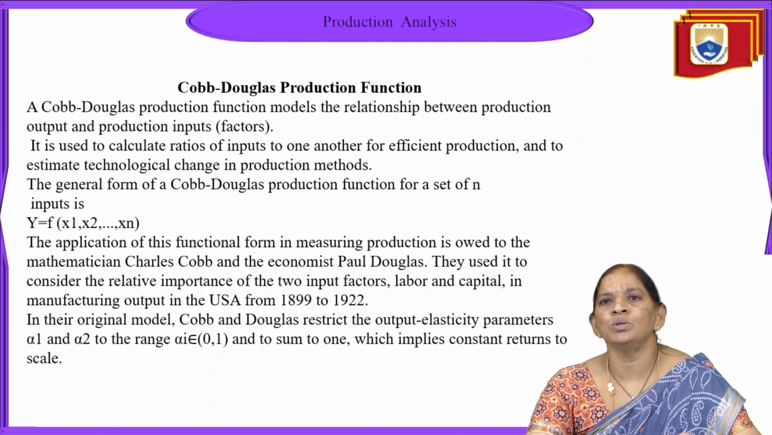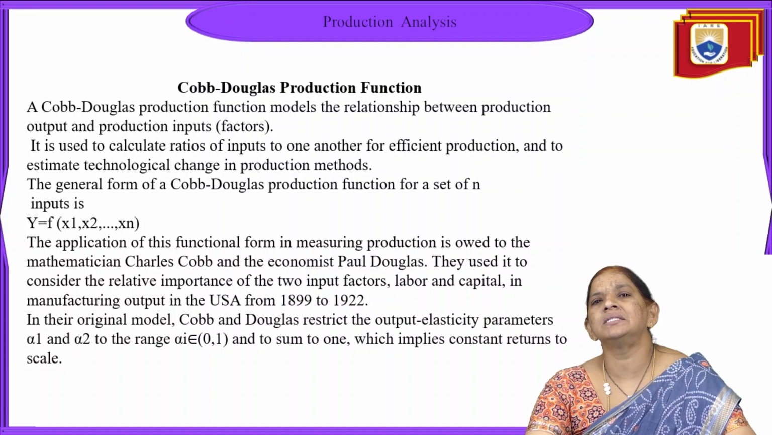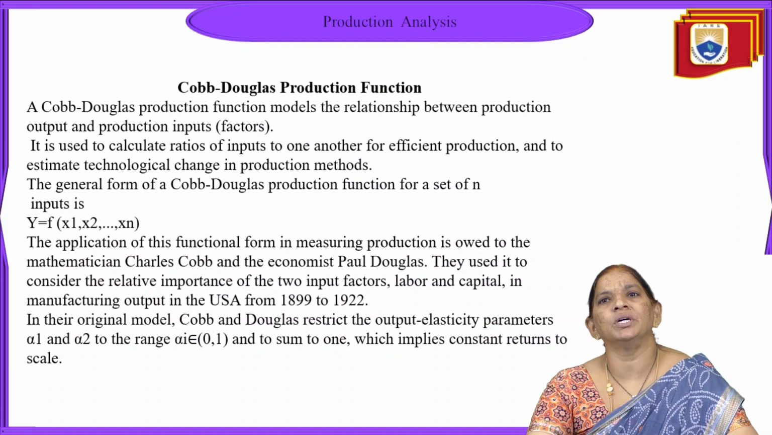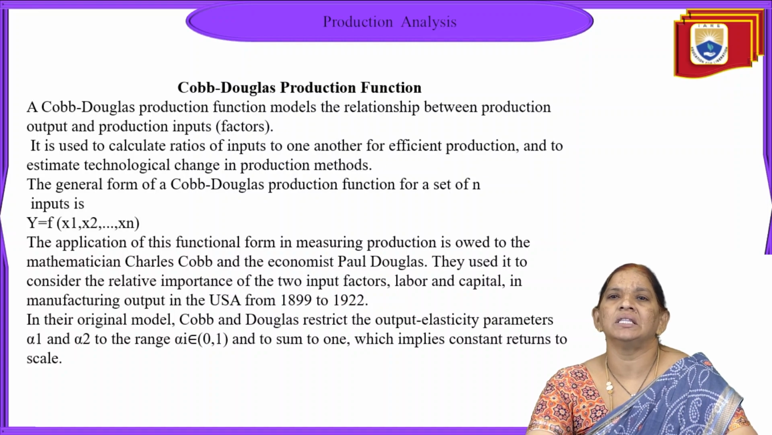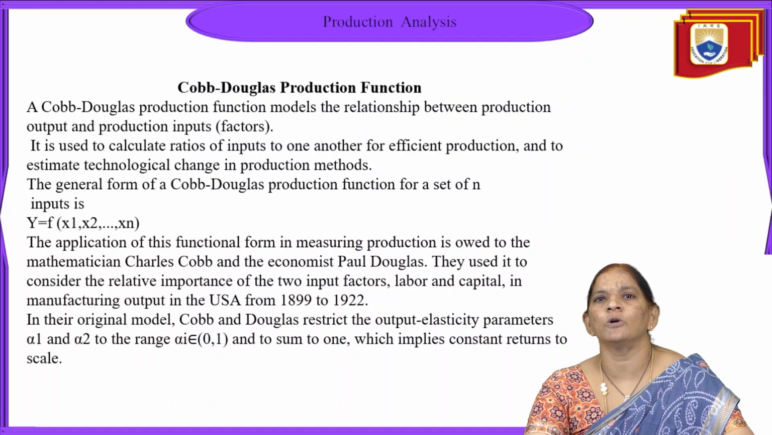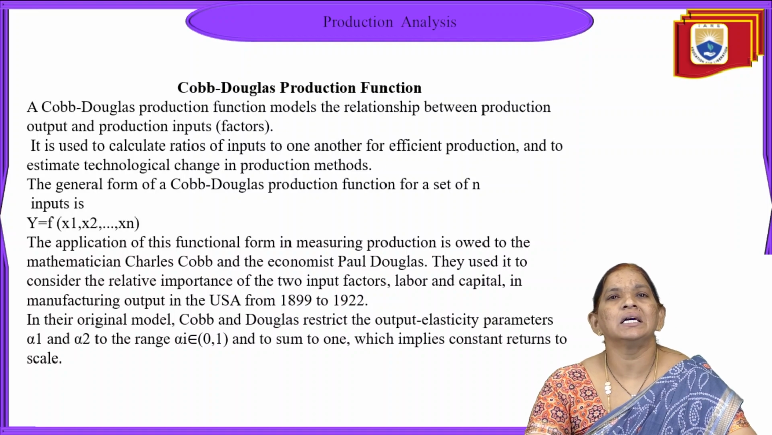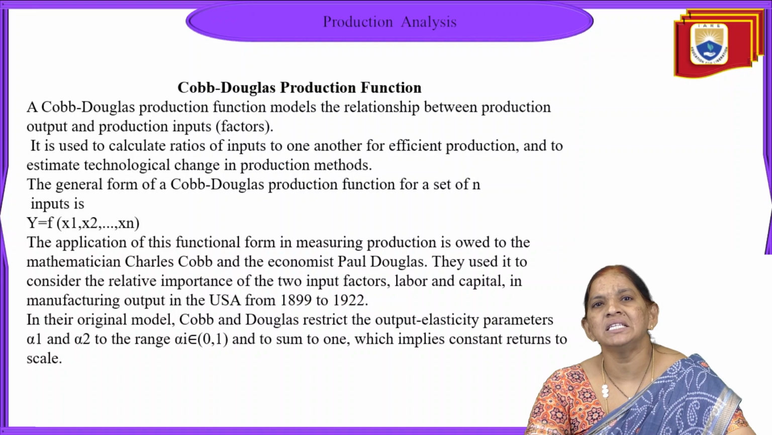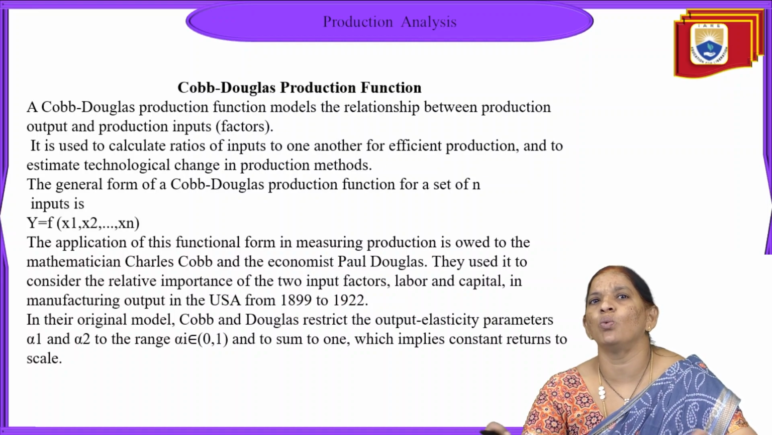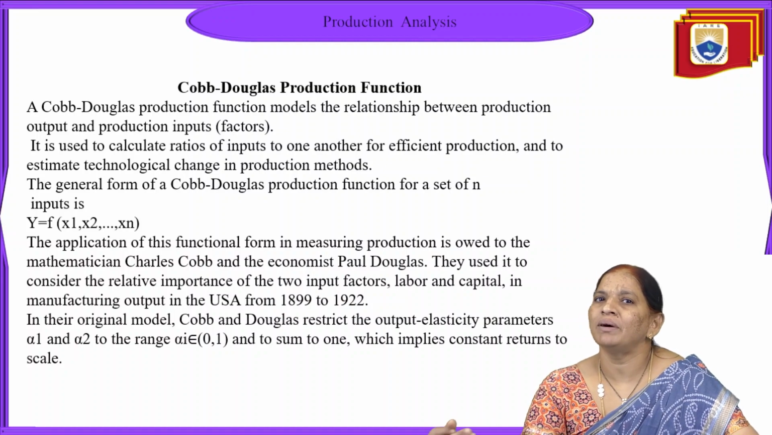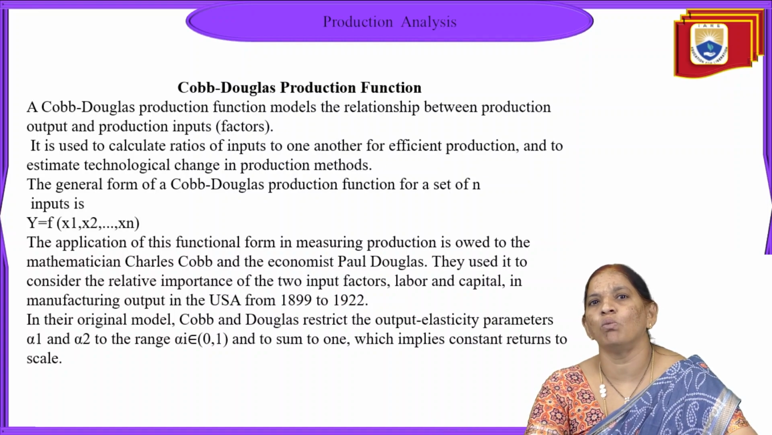So in the origin of the model, Cobb and Douglas restricted their output elasticity parameters, that is alpha 1 and alpha 2, to the range of 0 to 1, and to sum to 1, which implies constant returns to scale. Means here they have taken the elasticity parameters, that is, based upon which factors we can increase the production. Means how we can extend the production by utilizing the inputs to get more output.